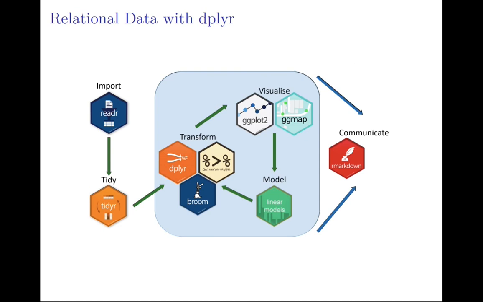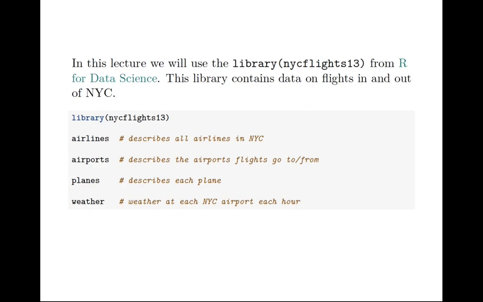And so back to our pipeline here. We're still in the transformation, and we're going to be using a lot of dplyr for this. In this lecture, we'll use the library nycflights13 from R for Data Science. You can check more out about it at the website. This is not a biological example, but it's super useful for these concepts, so bear with me for this lecture.